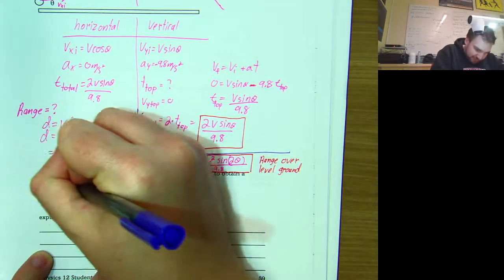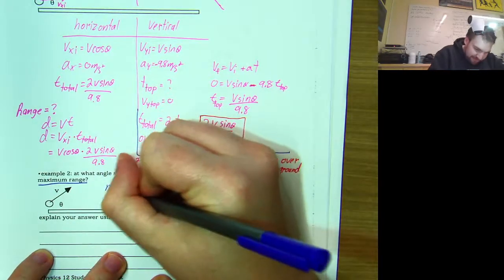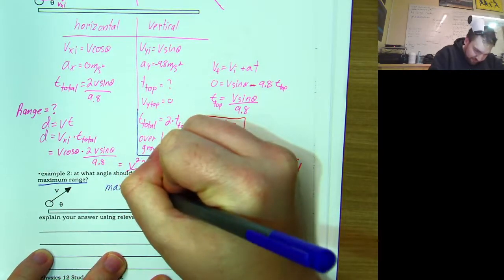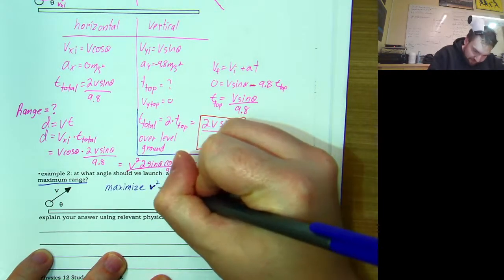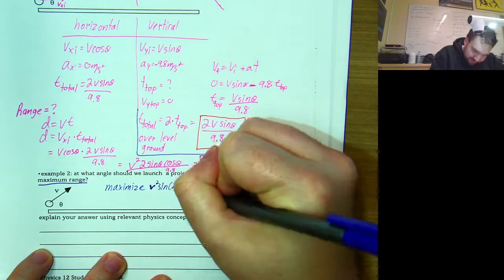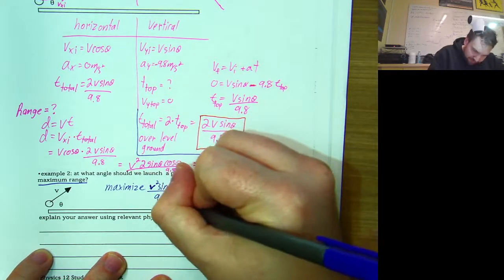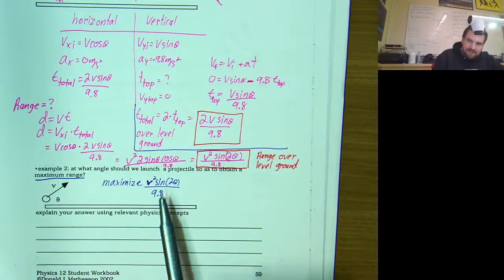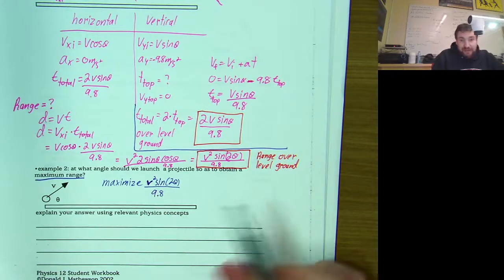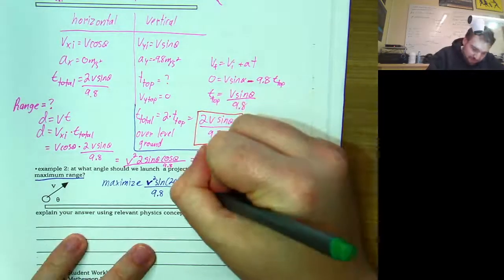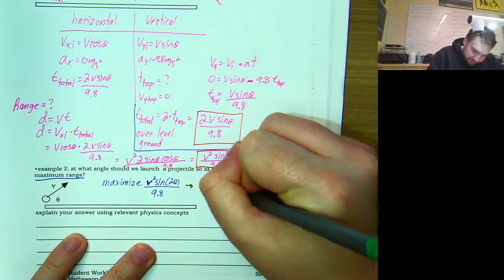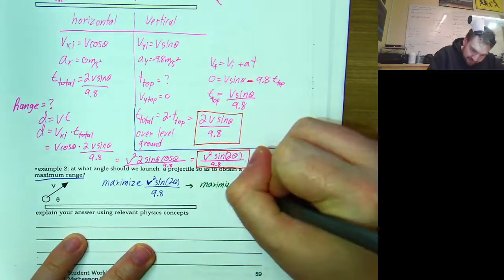The maximum range, it means we want to maximize v squared sine 2 theta over 9.8. If we want to maximize this expression, let's look at what we can actually do. To maximize this, assuming our velocity is constant, and that 9.8 is not going to change because that's the acceleration due to gravity on Earth, what that means is we want to maximize sine of 2 theta.